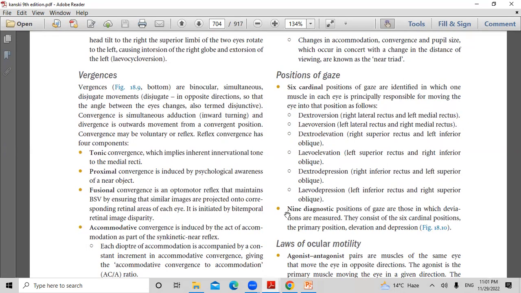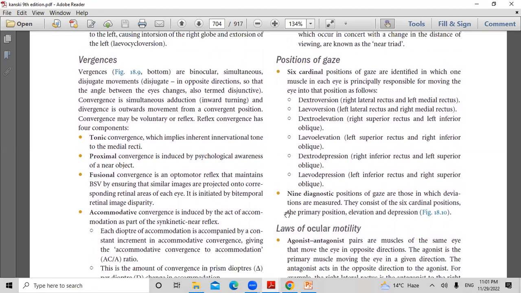Just I want to ask you, just look up and right. For the right eye, which muscle works for up and right? Inferior oblique and superior rectus. Okay. Yes, this is just in a simple way the position of gaze.